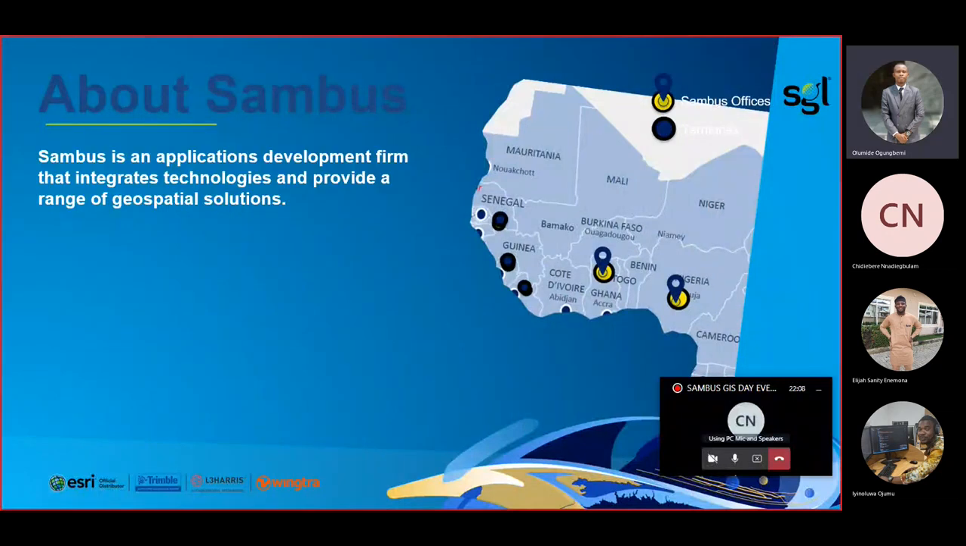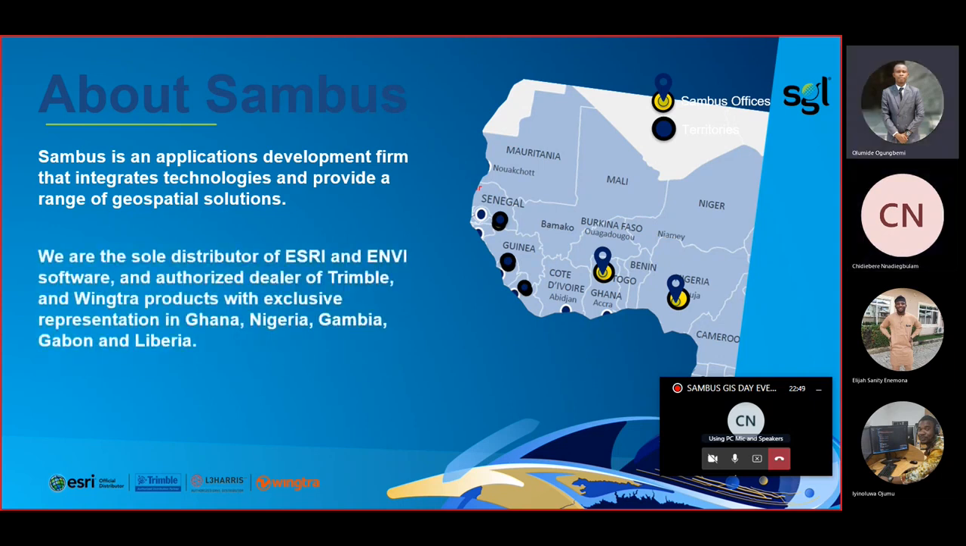So we are Sambos. I know the students must have heard about GIS. I checked the essential geography textbook, and I saw GIS there. So I know that you have been doing GIS, but it might just be that you are doing theory and you've not been exposed to the technical aspect of it. So that's why we are having this. We are the geospatial solution firm for West Africa, and particularly in Nigeria also. We are the distributor of SG and MV. The SG is just the GIS software. It's the biggest in the world, so we'll be making use of it for the demonstration.